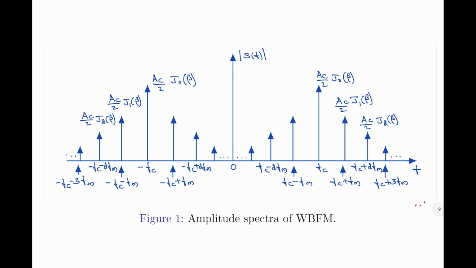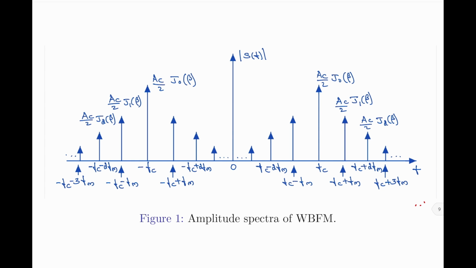Moving on to the third observation, we note that the amplitude of the frequency modulated wave is equal to AC divided by 2, and this is also equal to the amplitude of the unmodulated carrier. That is, in simple words, the amplitude of the frequency modulated wave is equal to the amplitude of the carrier signal.